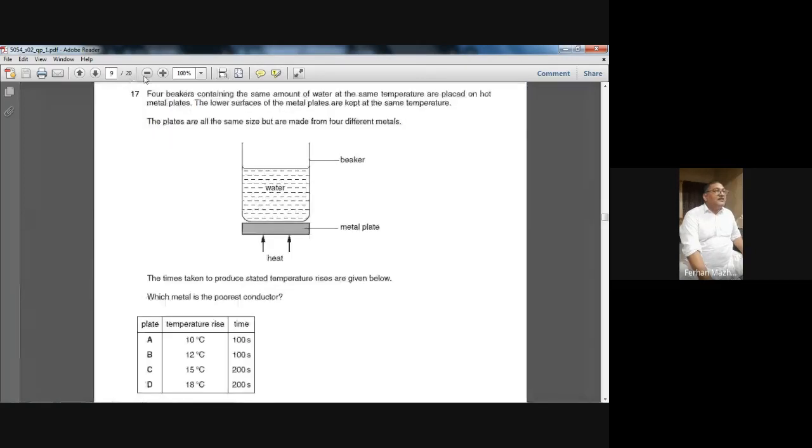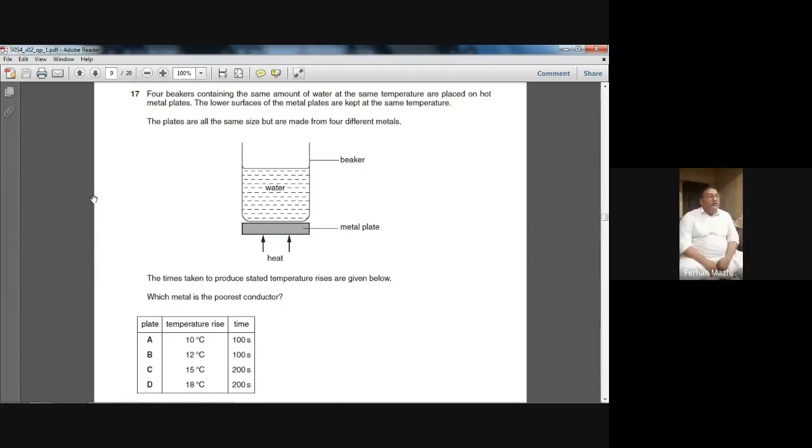Yes. So here it says, four beakers containing the same amount of water at the same temperature are placed on hot metal plates. The lower surfaces of the metal plates are kept at the same temperature. The plates are all the same size, but are made from four different metals. Beaker, water, metal plate, heat is provided. The times taken to produce the stated temperature rise are given below. Which metal is the poorest conductor?